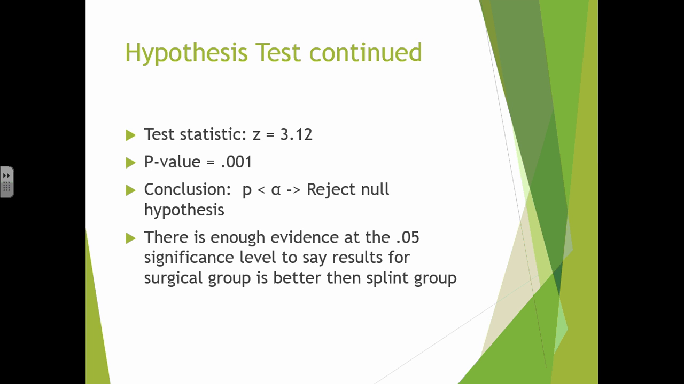My conclusion, P is definitely less than the significance level, so we reject the null hypothesis. There is enough evidence at the 5% significance level to say the results for the surgical group is better than for the splint group. You'll see, I'll do a couple more examples like this for you in the Minitab lecture.